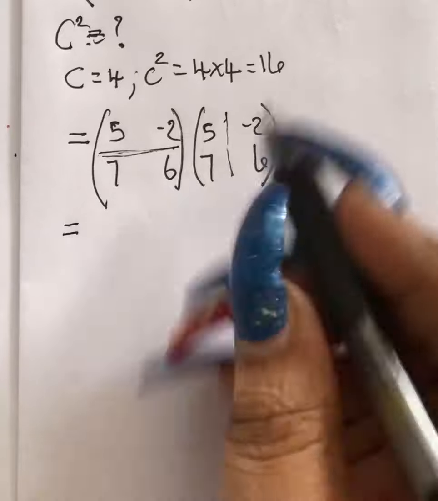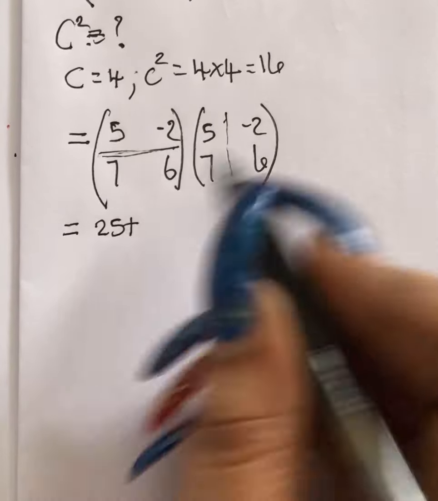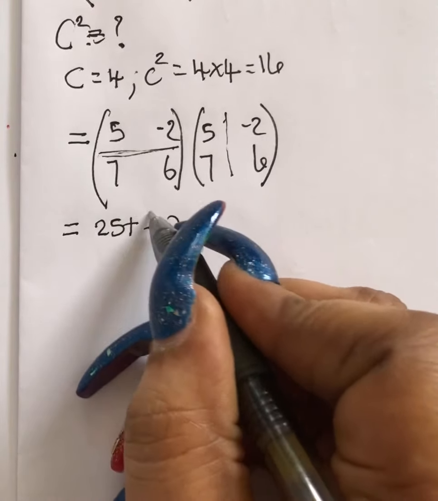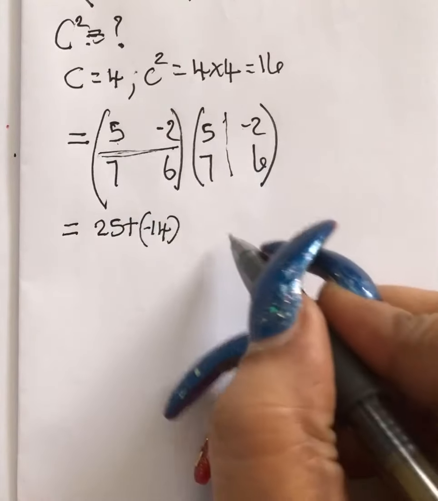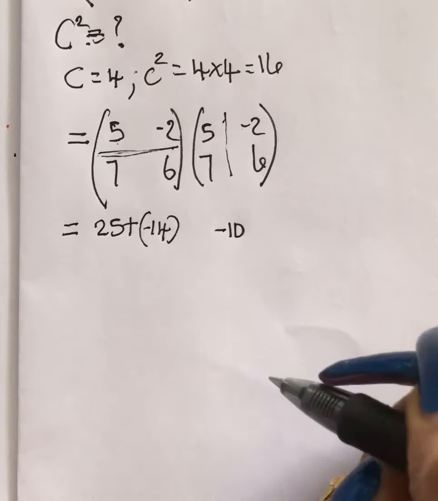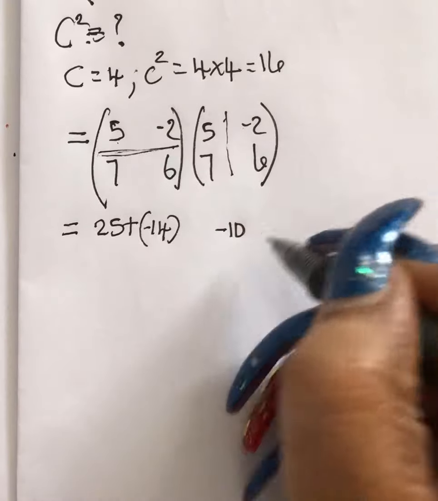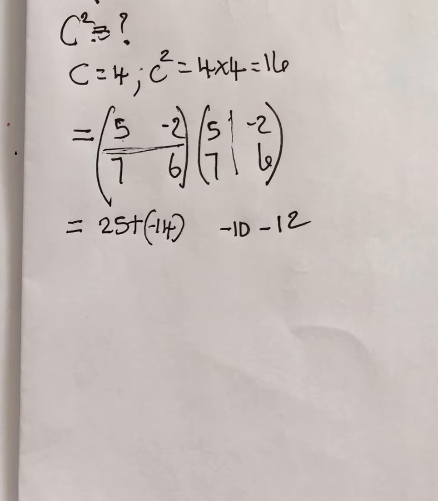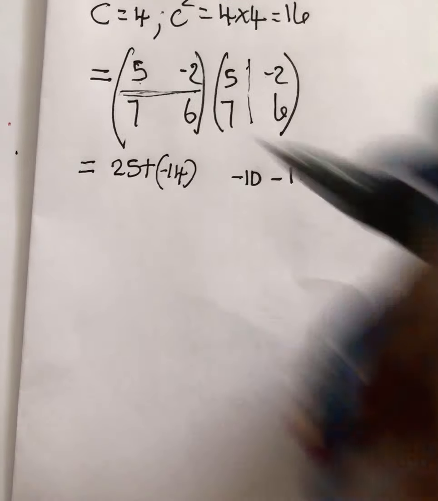So let's go. 5 multiplied by 5 is 25. Negative 2 times 7 will give us negative 14. 5 multiplied by negative 2 will give us negative 10. And negative 2 multiplied by 6 will give us negative 12. Alright? So let us look. We are going to our next part now. Let us continue.